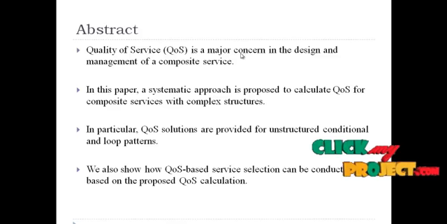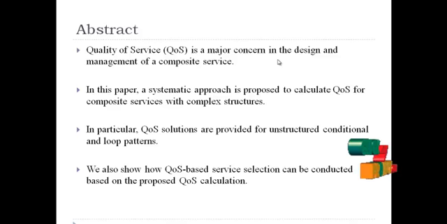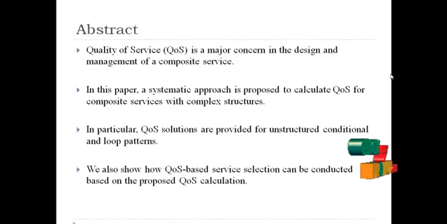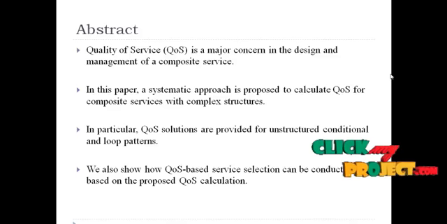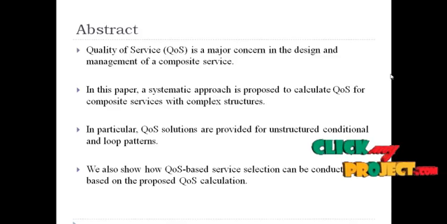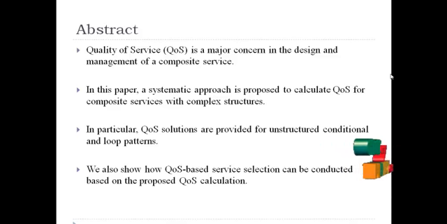Quality of service is a major concern in the design and management of a composite service. In this paper, a semantic approach is proposed to calculate QoS for composite services with complex structures. In particular, QoS solutions are provided for unstructured conditional and loop patterns. We also show how QoS-based service selection can be conducted based on the proposed QoS calculation.